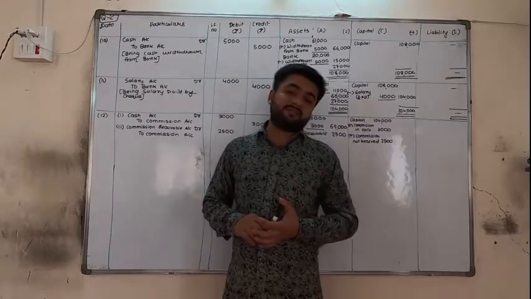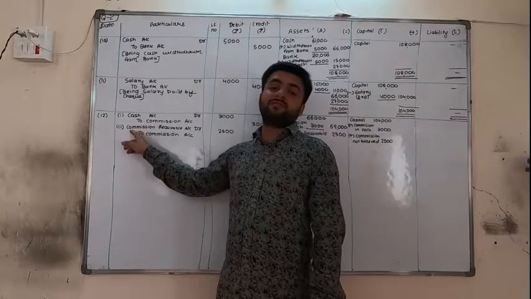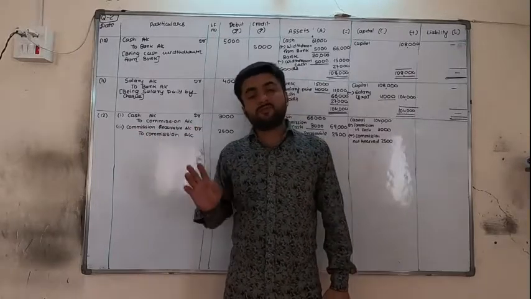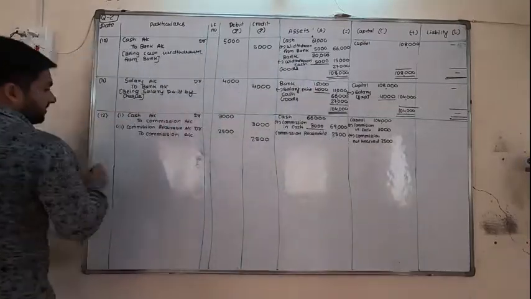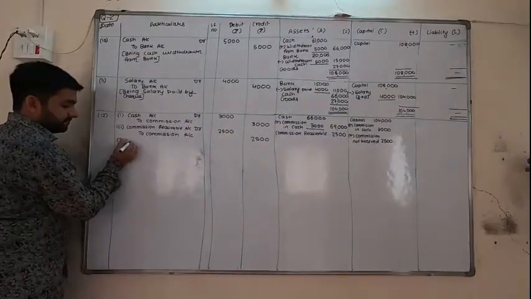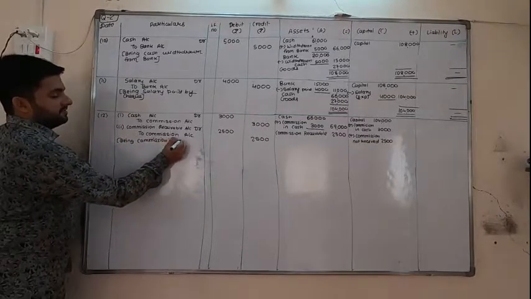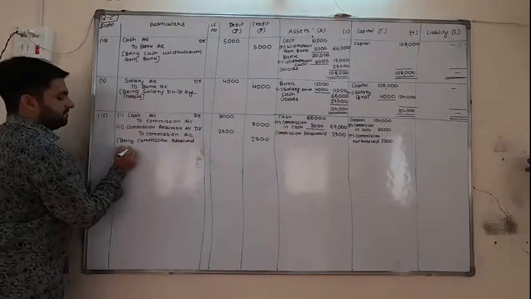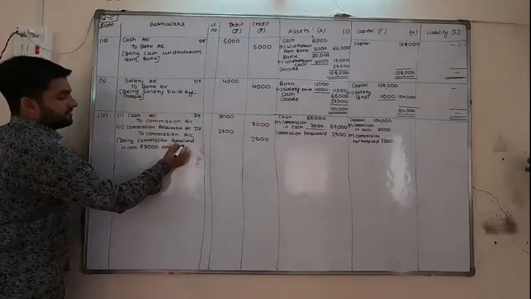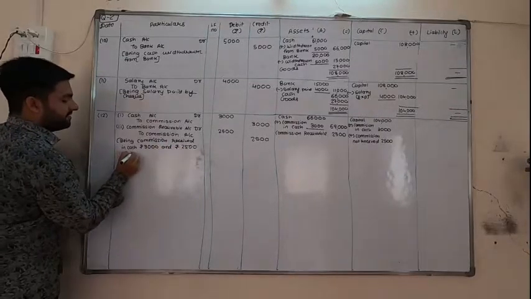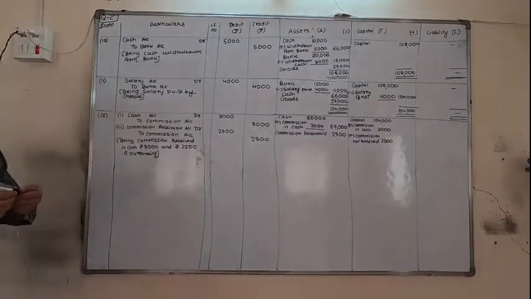Now for that the name is not given. So commission is income, commission is credit, but the name is not given, so write commission receivable. If the name was not given and it was expense, then commission payable. In the same way we can write for everything. Being commission received in cash rupees 3,000 and rupees 2,500 is outstanding.